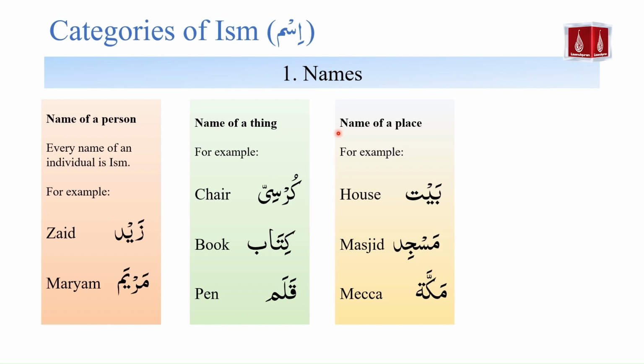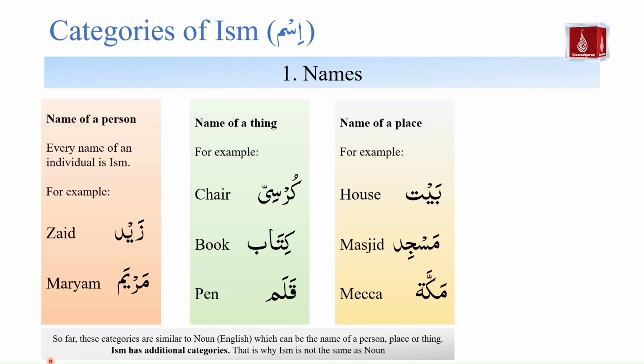Ism can also be the name of a place. For example, Bayt, which is house, Masjid or mosque, Makkah, which is the name of a city. So far, these categories are similar to noun in English, which can be the name of a person, place, or thing. However, ism has additional categories, and that is why ism is not the same as noun.